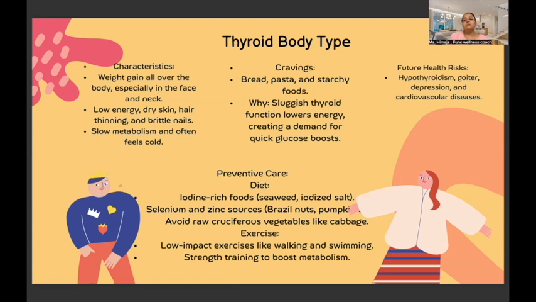Why? Because the thyroid gland working will be so sluggish. It lowers our overall body energy, and hence a quick demand is created for quick glucose release in the body to overcome that sluggishness. And what are the future health risks? Hypothyroidism or goiter, depression, and cardiovascular diseases.